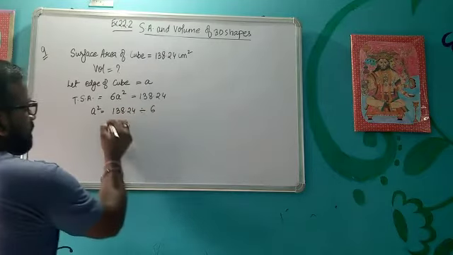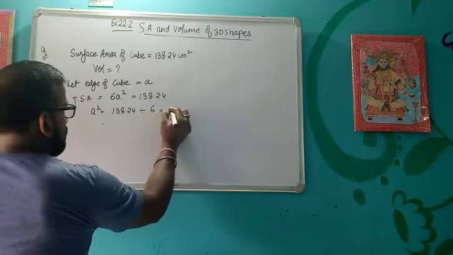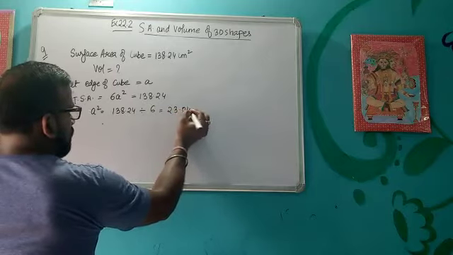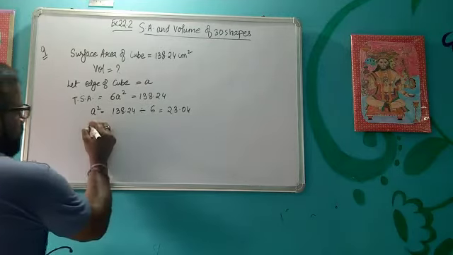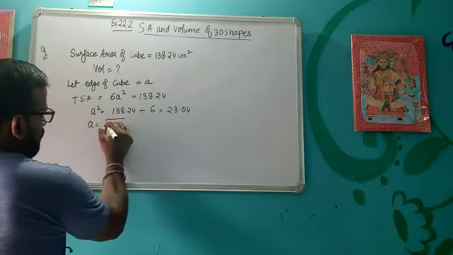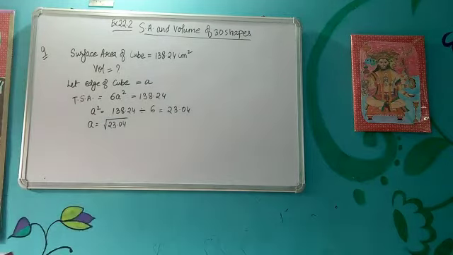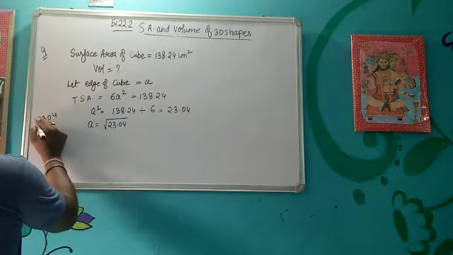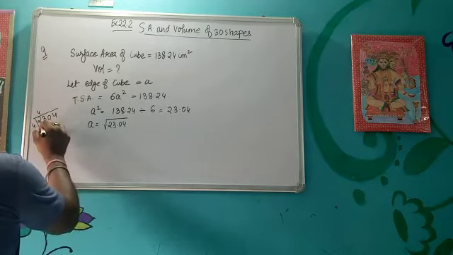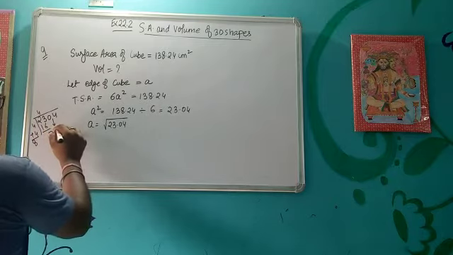Divided by 6. So A square is 23.04. Then we will calculate A. A will be square root of 23.04. So then let's calculate the square root of 2304. So it will be 4 into 4, 16, then 7, 8, the 04 will come here.